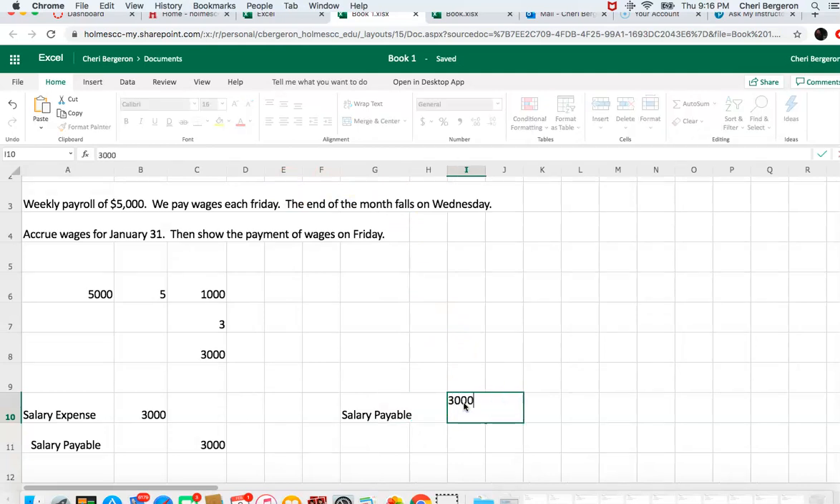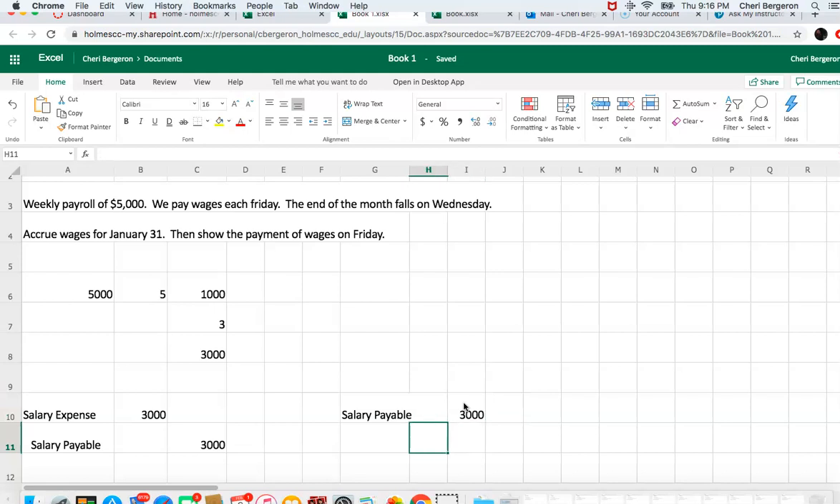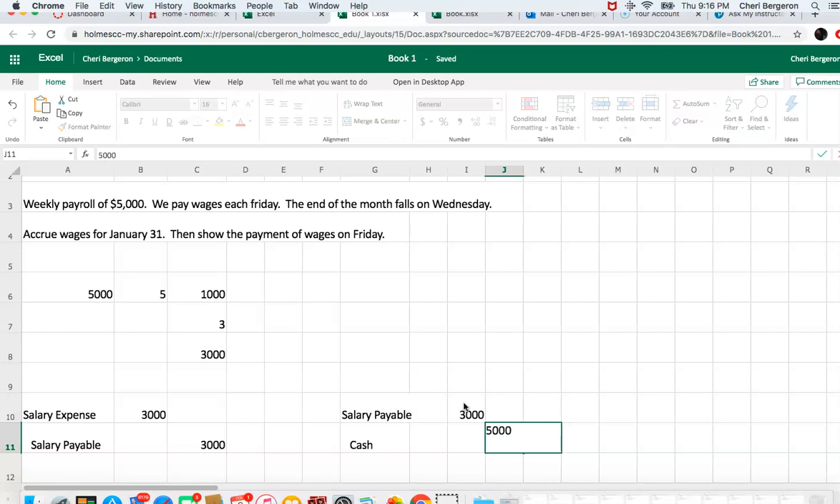Debit it for $3,000. All right, and then I know I'm going to have to pay them cash because that's what my employees are waiting on. It's Friday payday. And so Friday payday is always $5,000. I pay them $5,000 for the 5-day work week. That is going to be $5,000.